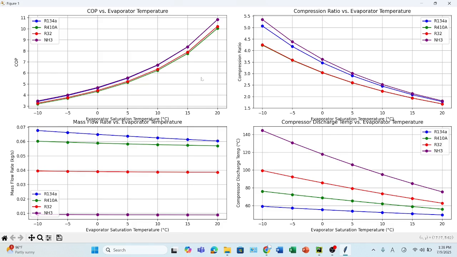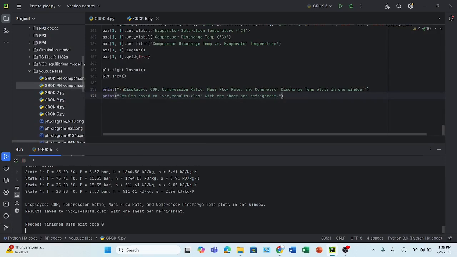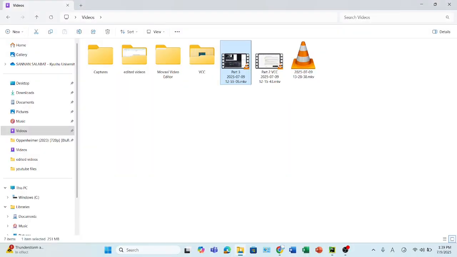So this is the thing. Whenever we are going to select some refrigerants, there are different parameters which we have to monitor, not only the COP but also these things like discharge temperatures, mass flow rates, and compression ratio. So these four things are the main parameters which we usually see for designing or for the selection or the initial screening of the refrigerants. So here you can see how easily we can just plot them and we can see them. With this, it has also saved the result in the VCC sheet. So let's see.